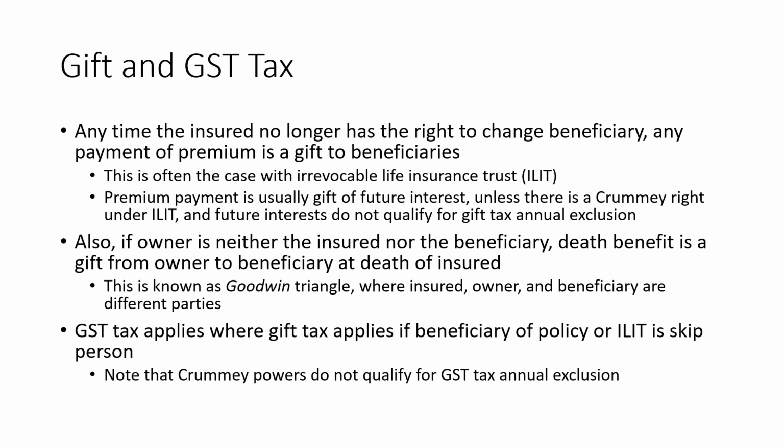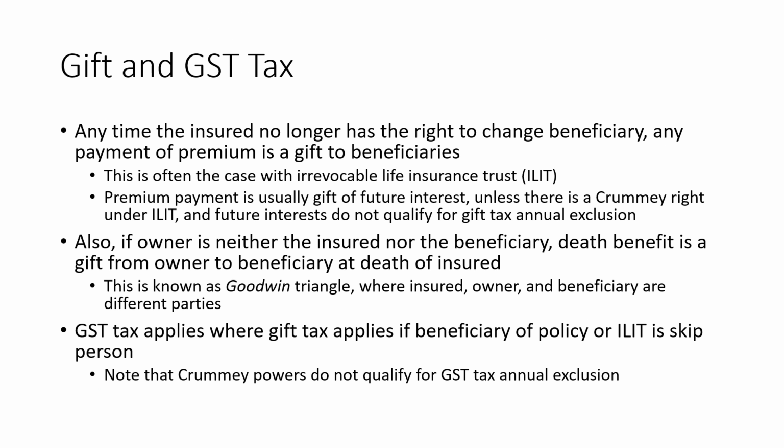Now, that can be a situation where maybe the ownership is changed to another person, or maybe ownership is changed to a trust, such as an irrevocable life insurance trust. And it's also important to note that since a policy death benefit will not pay out until sometime in the future, the premium payment is usually a gift of a future interest, and gifts of future interest do not qualify for the gift tax annual exclusion of $15,000 per donee.